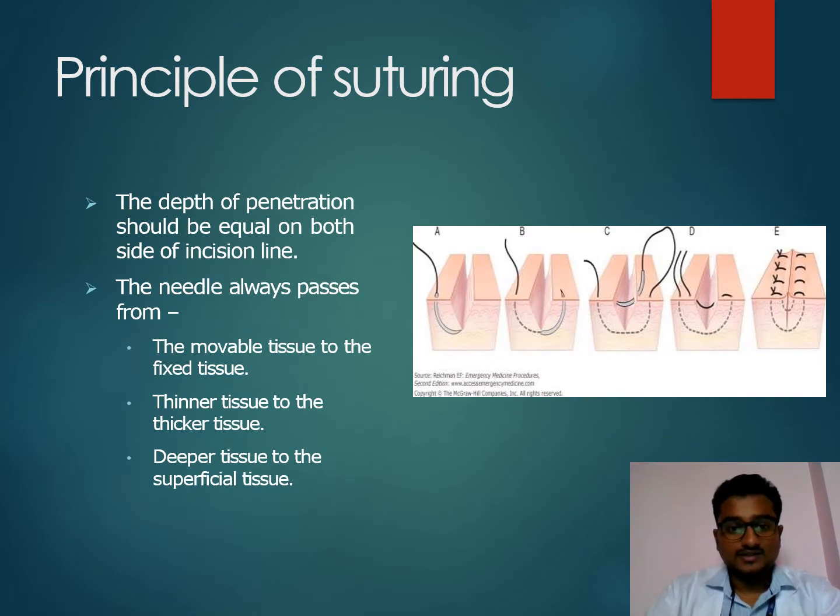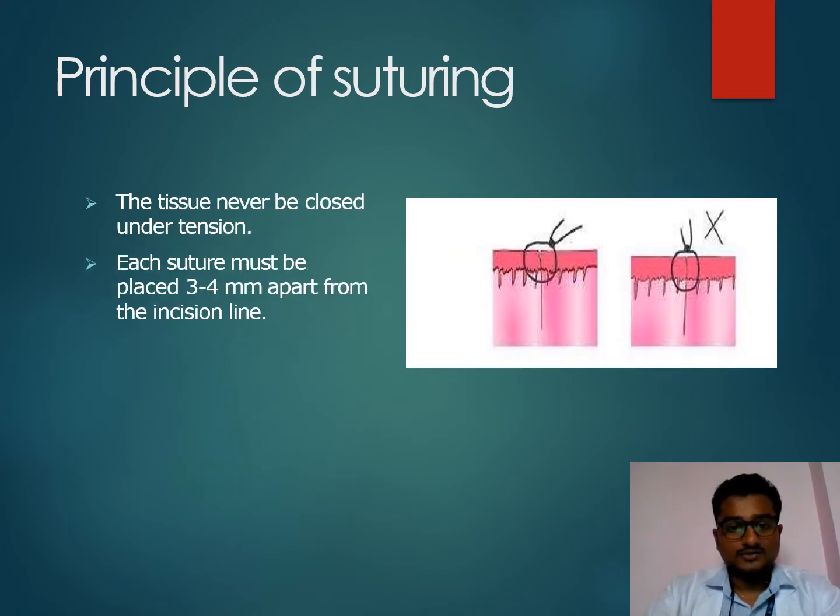Principles of suturing. The depth of penetration should be equal on both sides of the incision line. The needle always passes from movable tissue to fixed tissue, from thinner tissue to thicker tissue, and from deeper tissue to superficial tissue. The tissue should never be closed under tension. Each suture must be placed 3 to 4 mm apart from the next along the incision line.